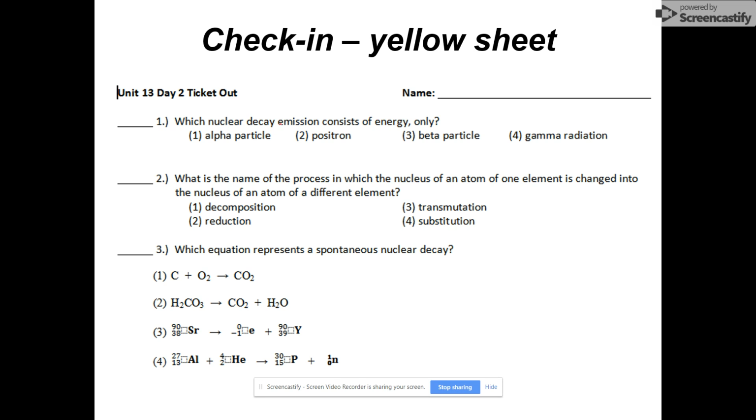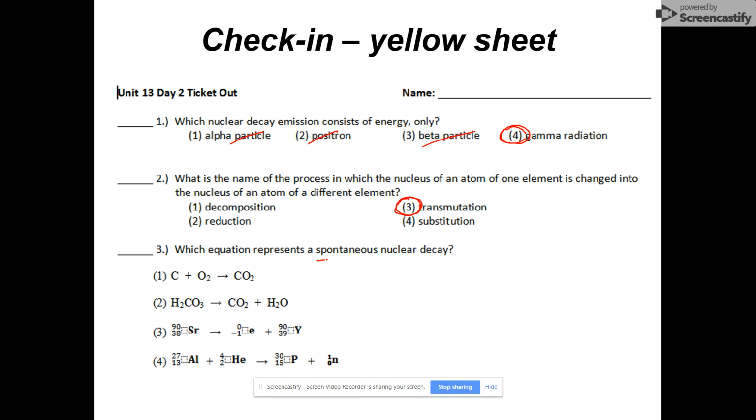Which nuclear decay emission consists only of energy? Well, alpha particles, beta particles. If something's a particle, it's not energy. Positrons, those are anti-electrons. Those are a type of particle. Gamma radiation. Radiation is energy. What's the name of the process in which the nucleus of one element is changed to the nucleus of a different element? That's transmutation, changing one element to another.